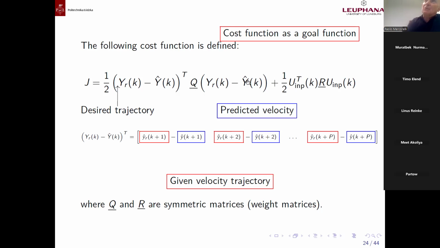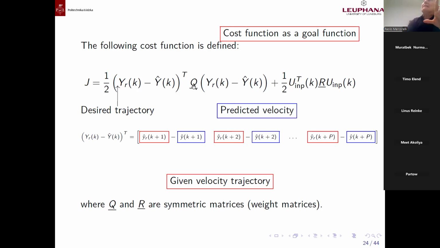Why is this the sum of the error square? Because if you consider this difference between YR, which is the desired trajectory, and Y hat, which as I told you is the predicted trajectory. If you remember, Y hat was a column vector. This means YR, I didn't put it here, but nevertheless is a column vector. This way to represent it is a row of the error between what I want, YR, and what I have, the prediction.